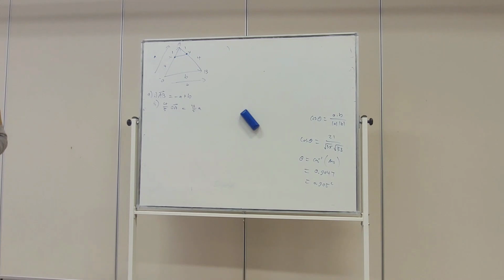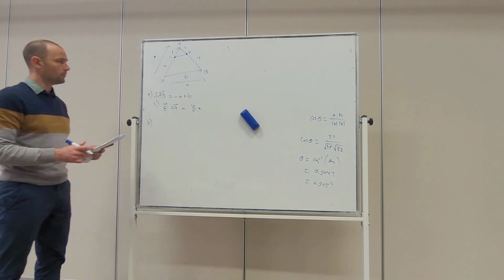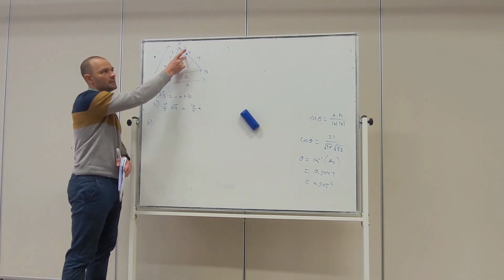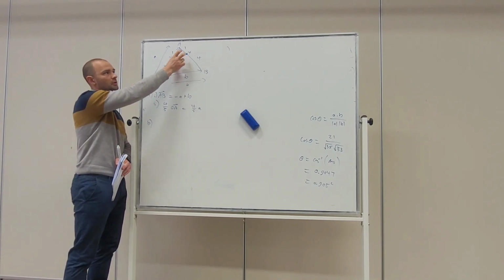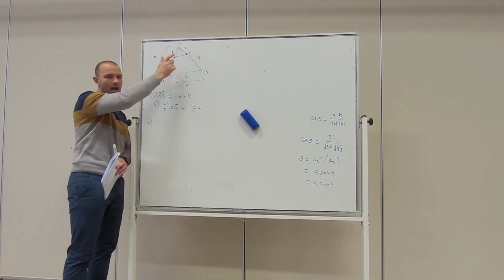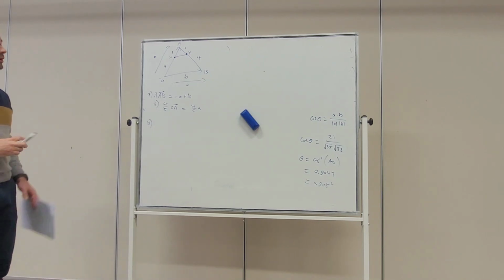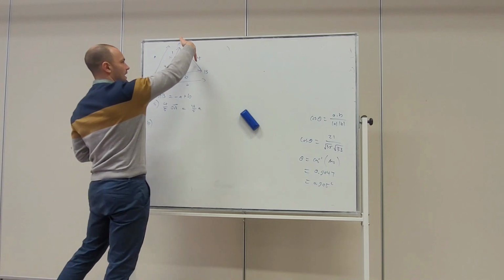Okay, use a vector proof to show that XY is parallel to OB. If these are parallel, then this is going to be some scalar multiple of this one. So what we want to do is find vector XY in terms of A and B. A couple of ways to do it. We already know what vector AB is.